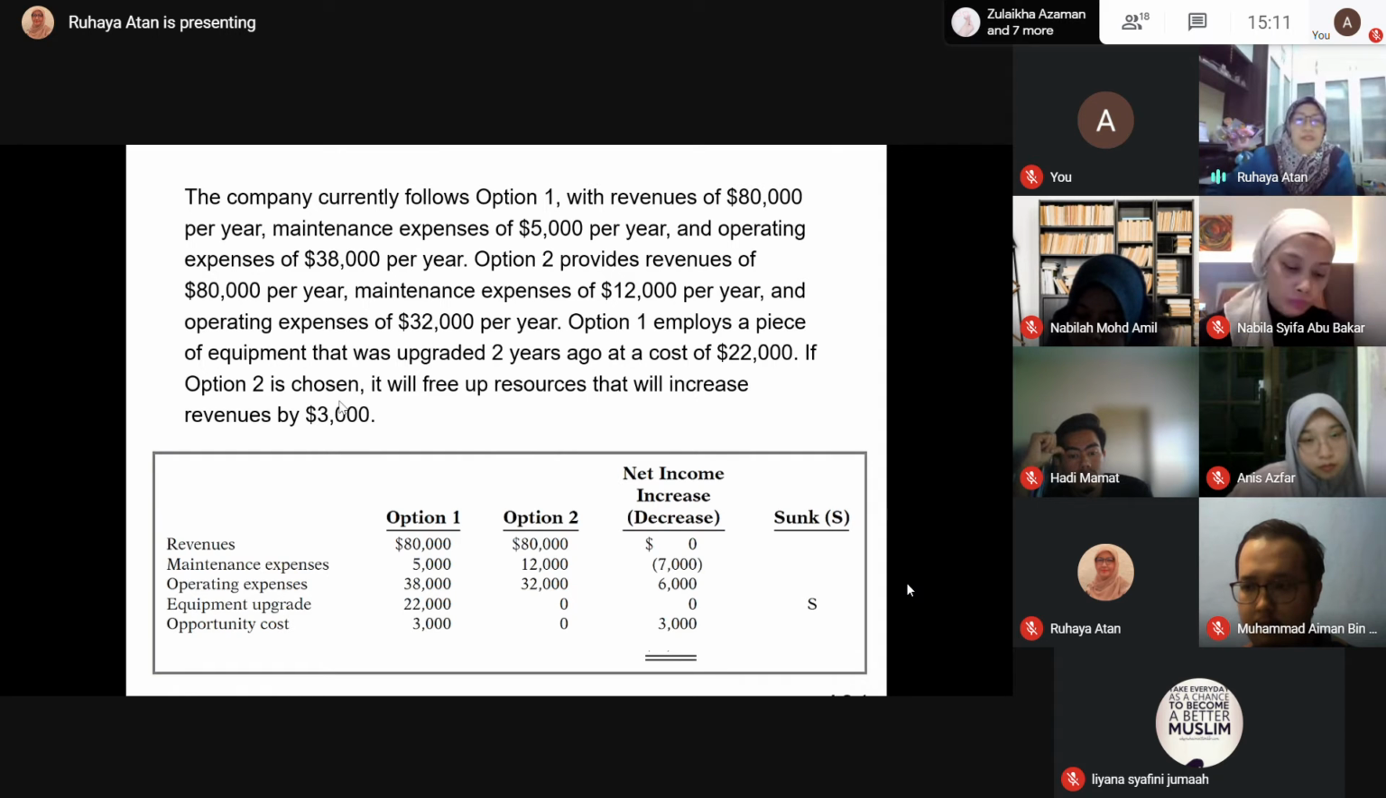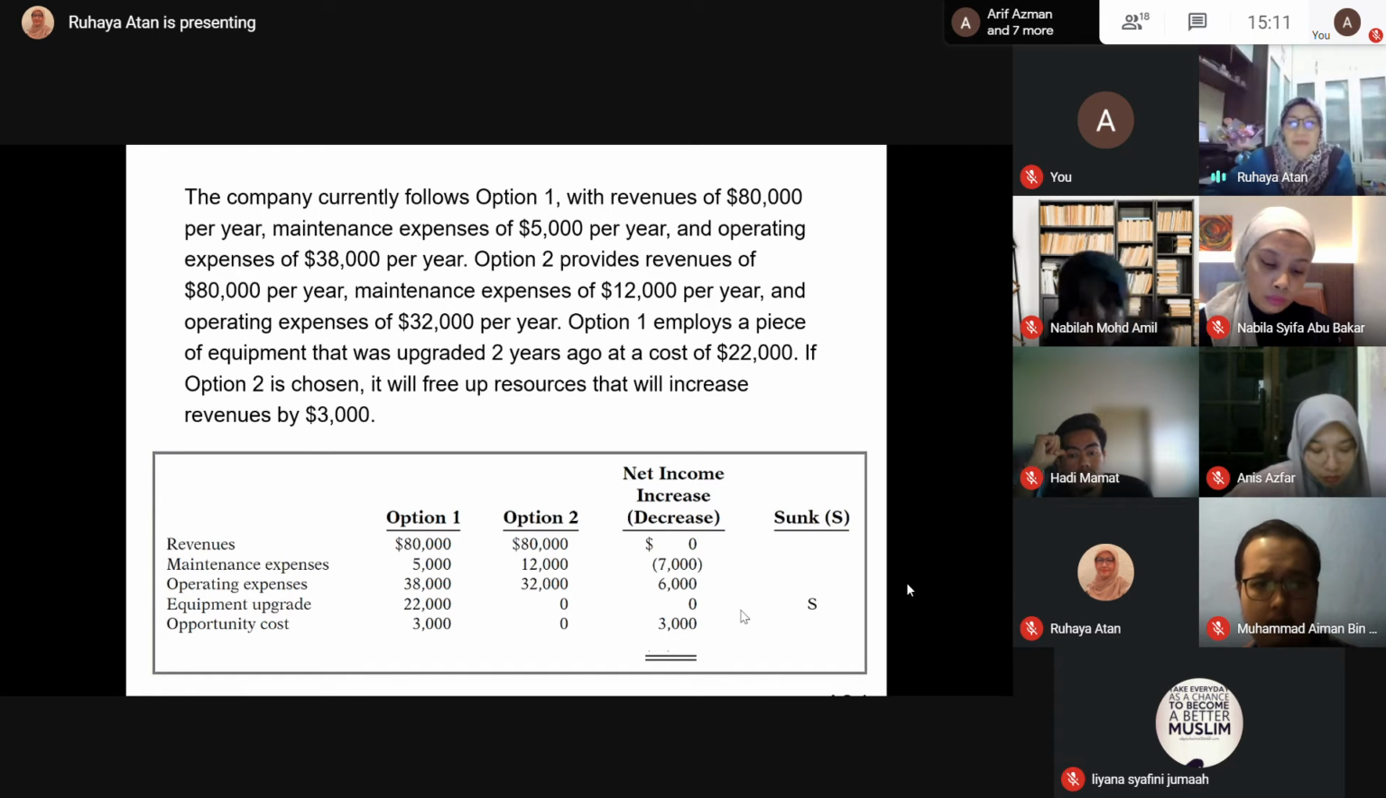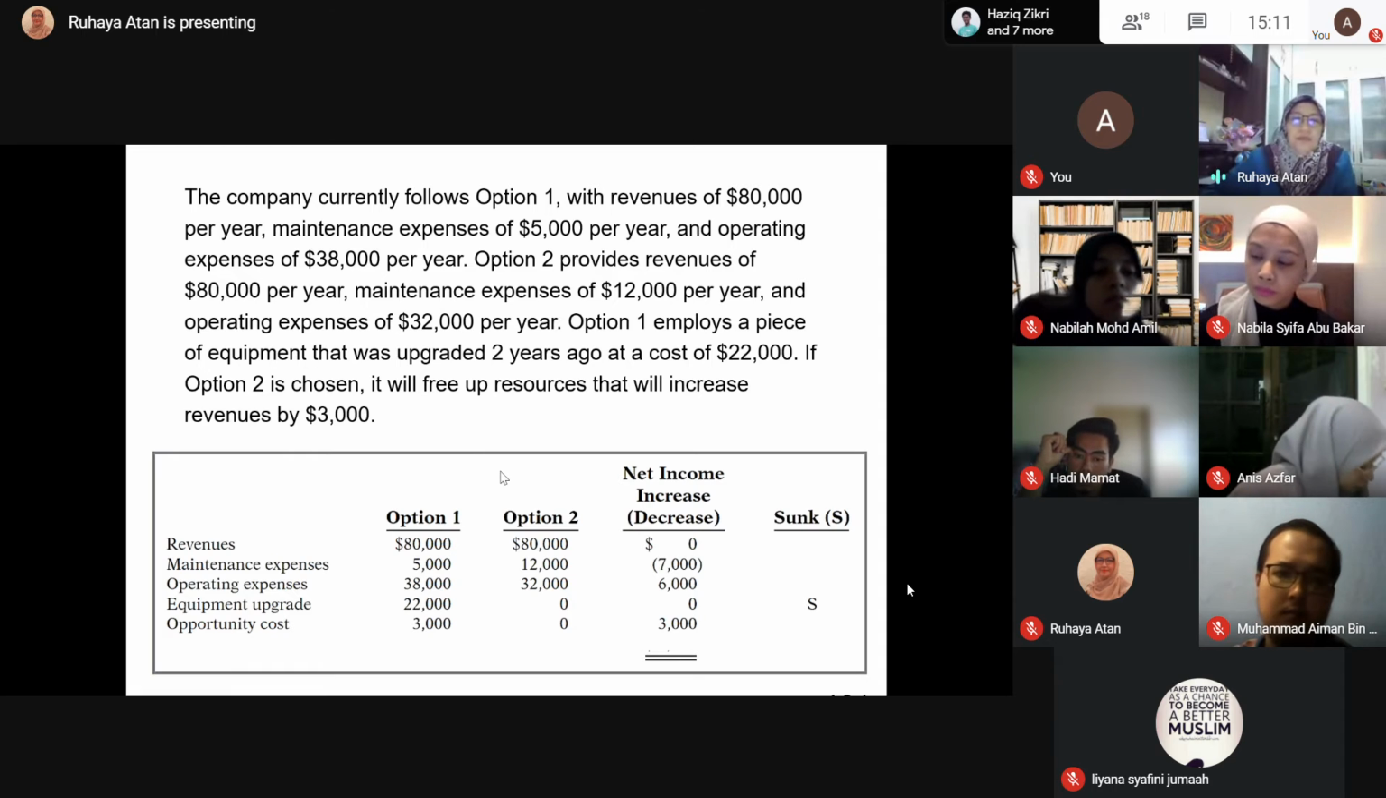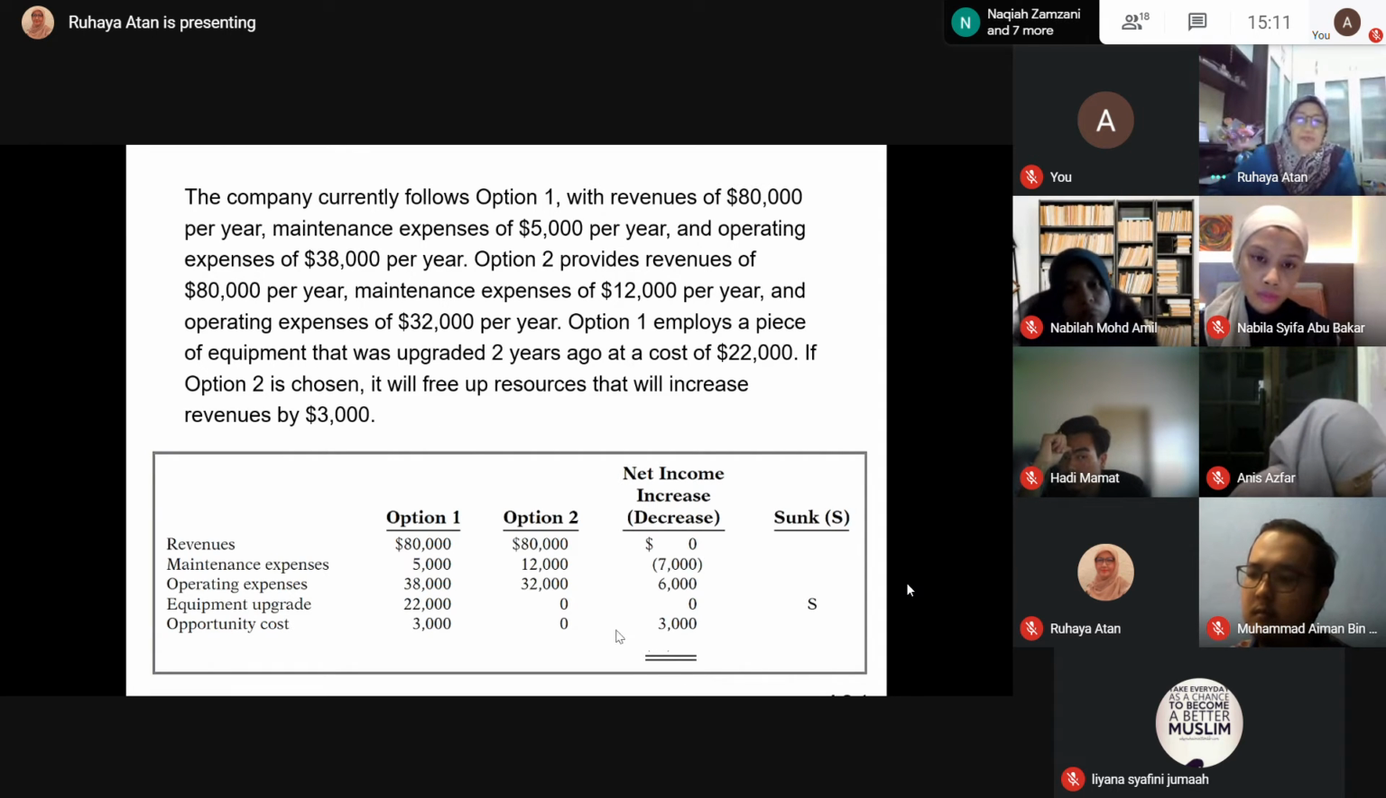Option 2, if chosen, will free up resources that will increase revenue by 3,000. Okay, right? So there is an opportunity cost, right? So if you take option 2, right, then there's an opportunity cost of 3,000 here.